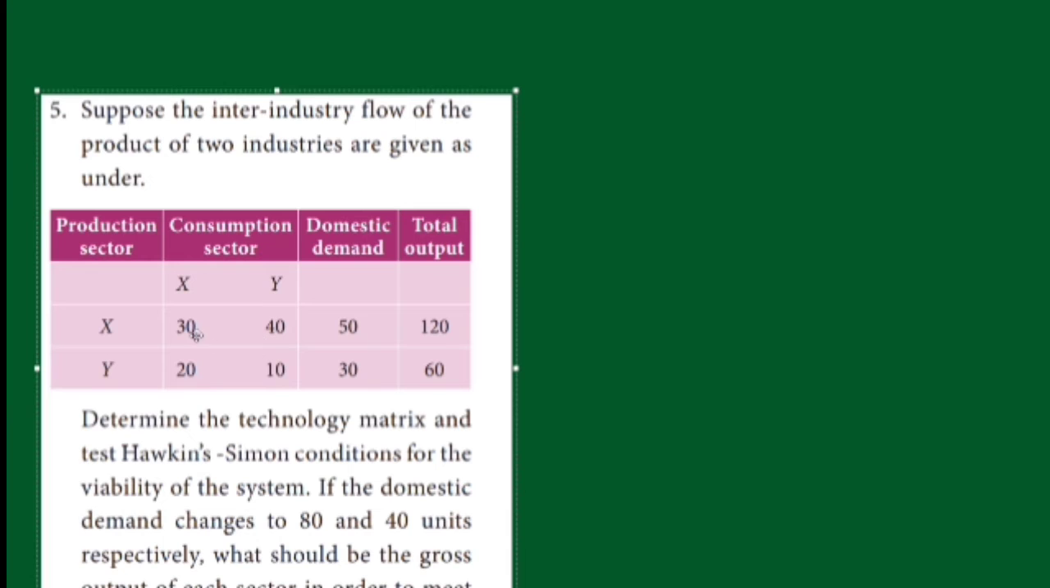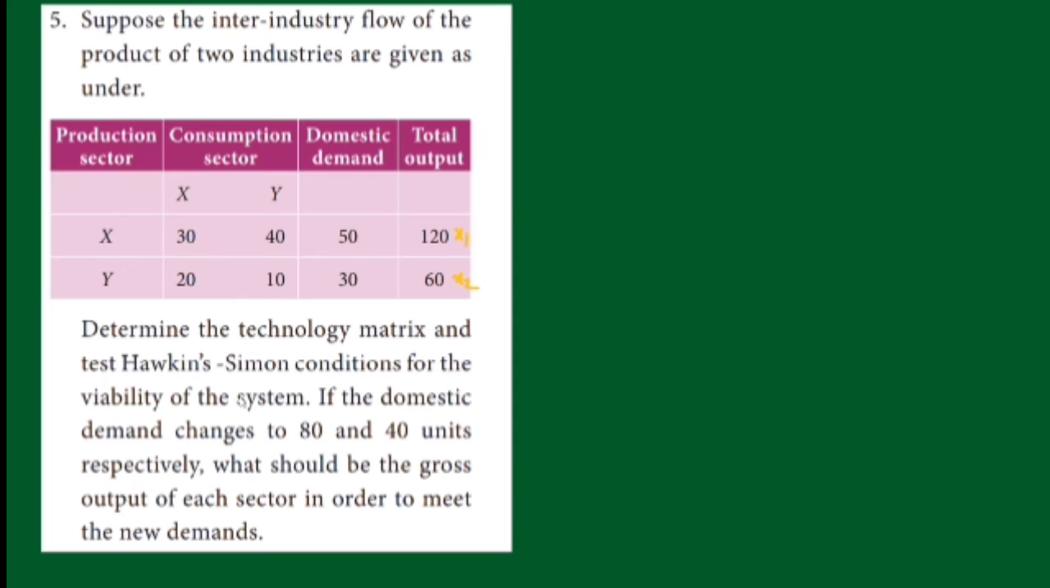Suppose the inter-industry flow of the products of two interdependent industries is given here. They are given as a table, with producers X and Y and consumers X and Y. Of what X produces, 30 units are used by X and 20 units by Y. Whatever Y produces, 10 units are used by Y itself. This is the domestic demand, the demand from inside. The total output is X1 and X2, given as 120 and 60.